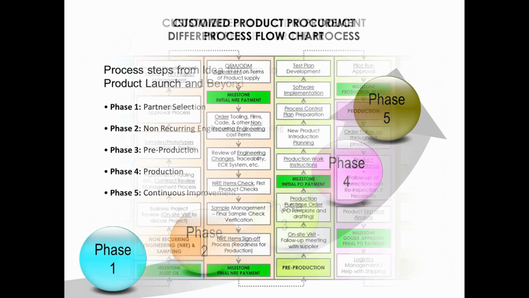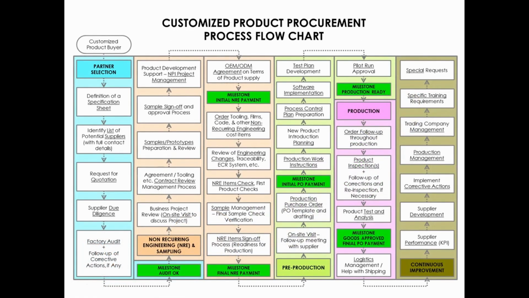This is what the complete flowchart looks like, which is too difficult to see in detail in one go. So in order to help better understand each of the steps, we have separated out the elements in each of the phases. So let's look at the partner selection phase.